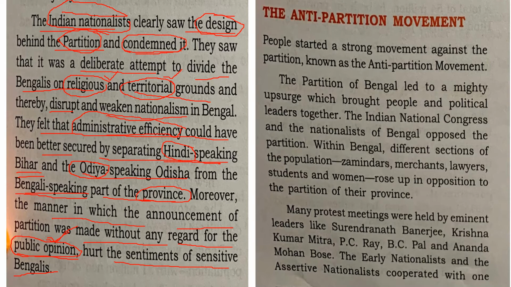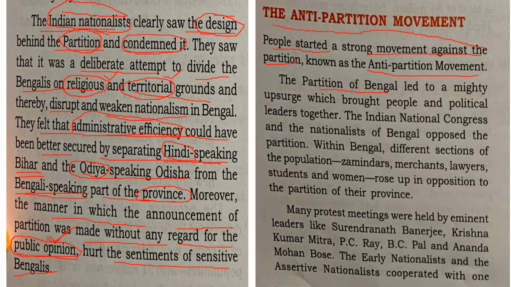So what happened when such an announcement was made? There was an anti-partition movement. Naturally, the Indian national leaders from Bengal would not like to support this partition. So they led an anti-partition movement that we will see now. People started a strong movement against the partition, known as the anti-partition movement.